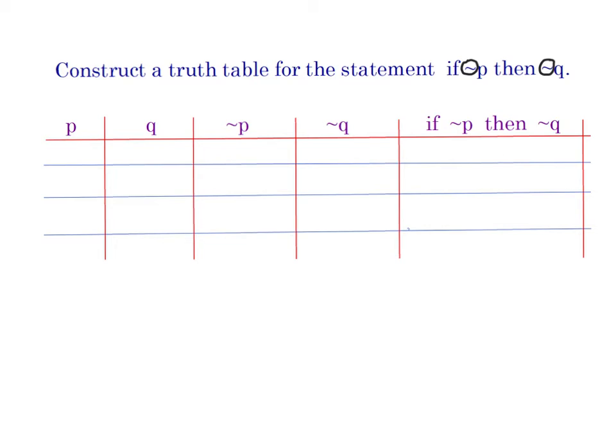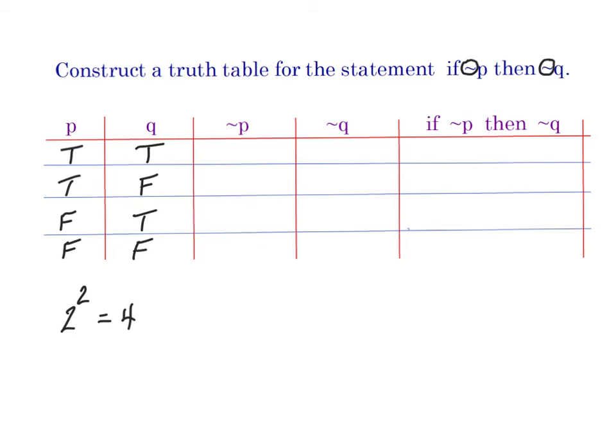I'm going to start out like we did in class, where the first thing we do is simply fill in our P column, which would go true, true, false, false. And by the way, I know that I'll only have four rows because there are P and Q and it's binary, so that's 2 to the 2nd. That gives me 4 possibilities. Then for Q, I'm just going to start with true also, and then alternate: false, true, false.